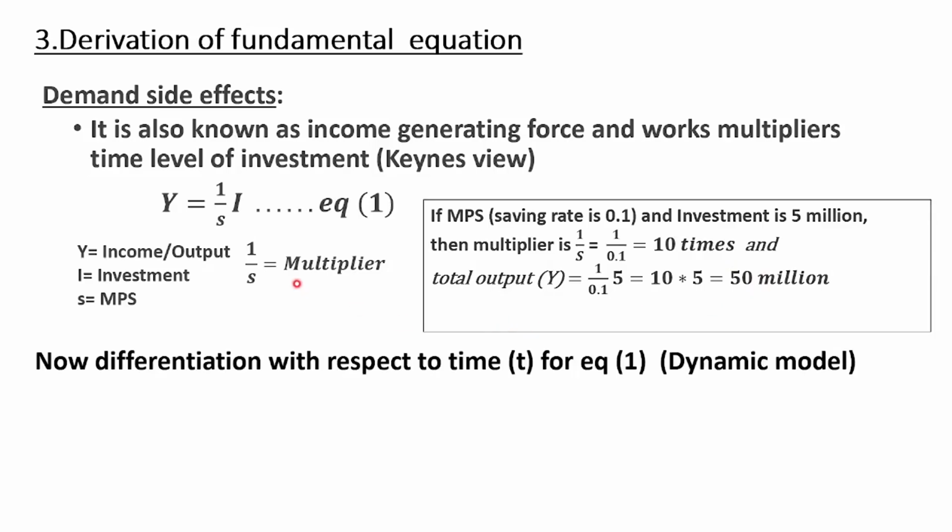So now, as we know that the SD model is a dynamic model, we have to convert each equation with respect to time. So after differentiating the first equation with respect to time, we get dY upon dt equals 1 by s times dI upon dt, where 1 by s is the coefficient. For the coefficient we don't take the derivative, so investment becomes dI upon dt. So this is equation 2. Now let's go through the supply side effect.